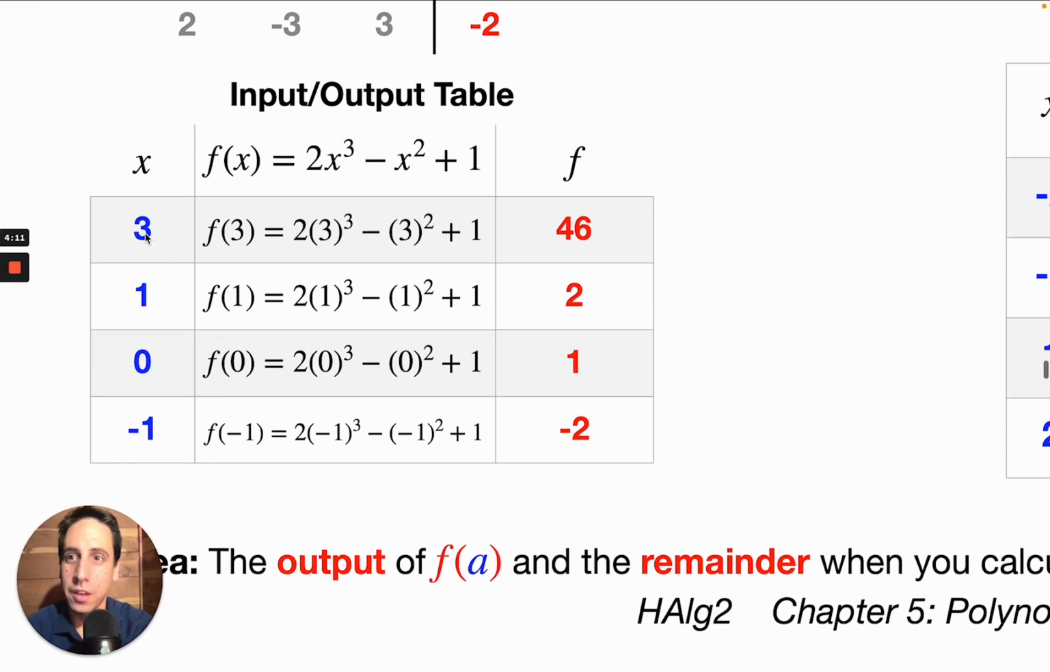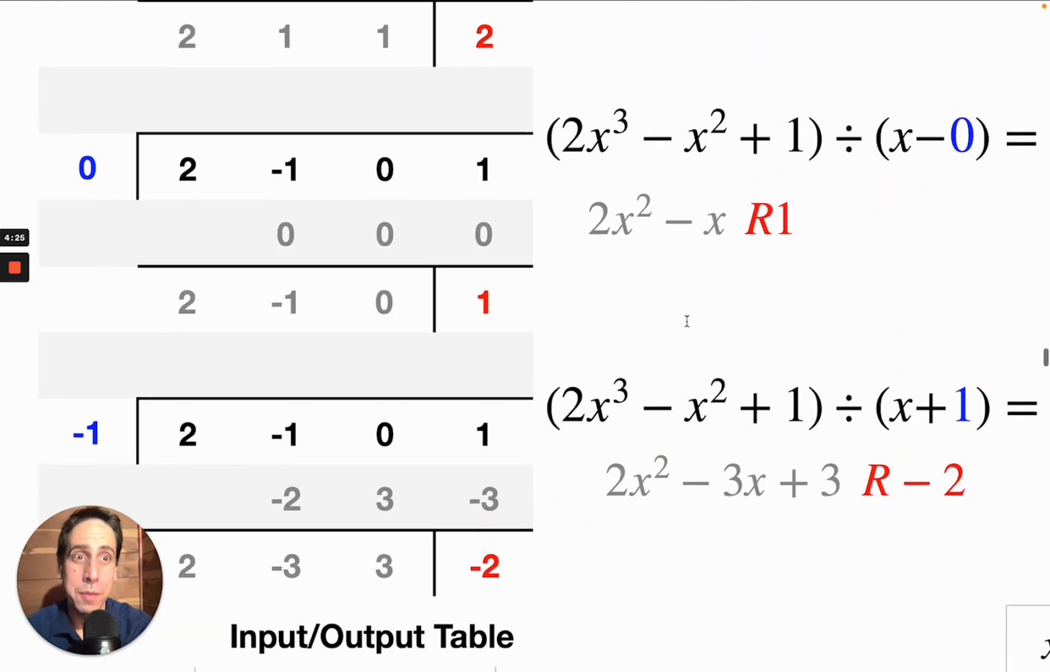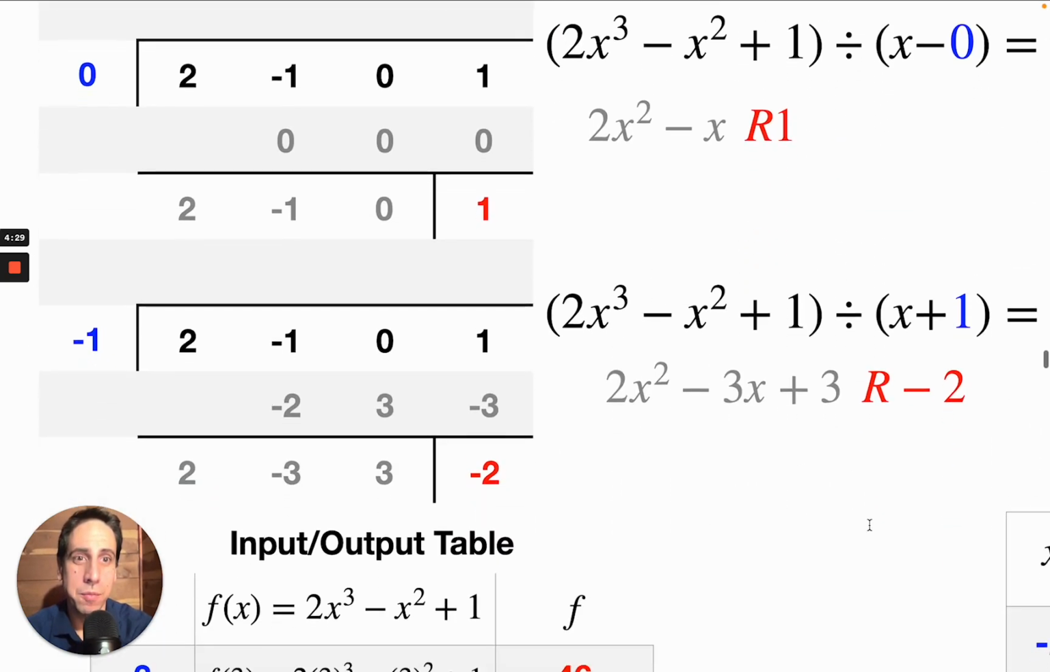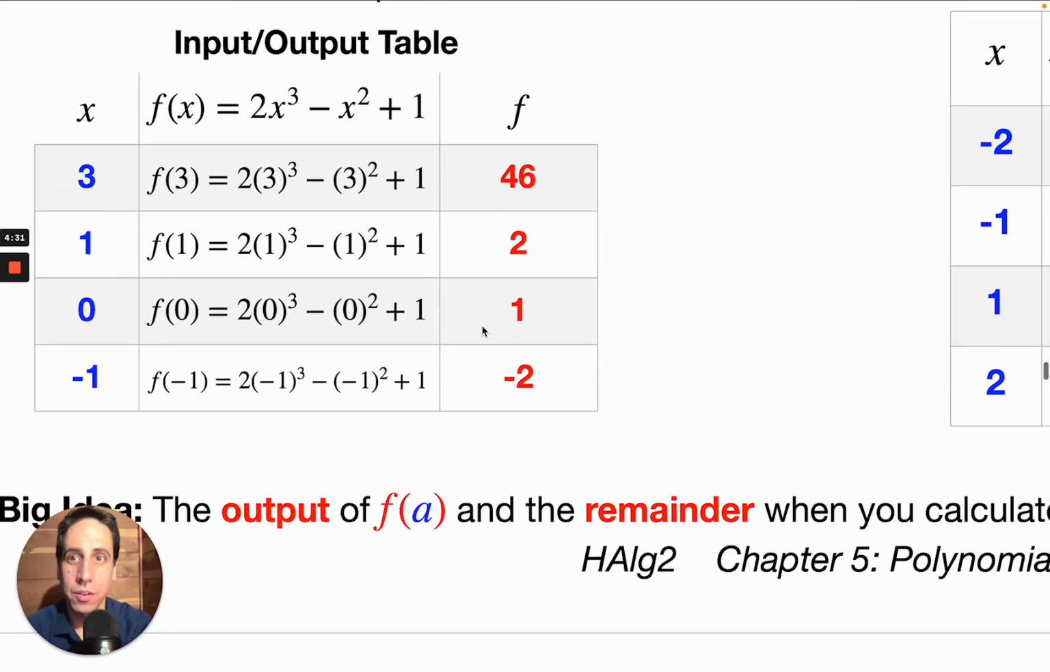If you plug in 3, 1, 0, -1 as blue inputs, then the red outputs are going to be 46, 2, 1, -2. Wait a minute, those were the remainders. The red remainders and the red outputs were the same.